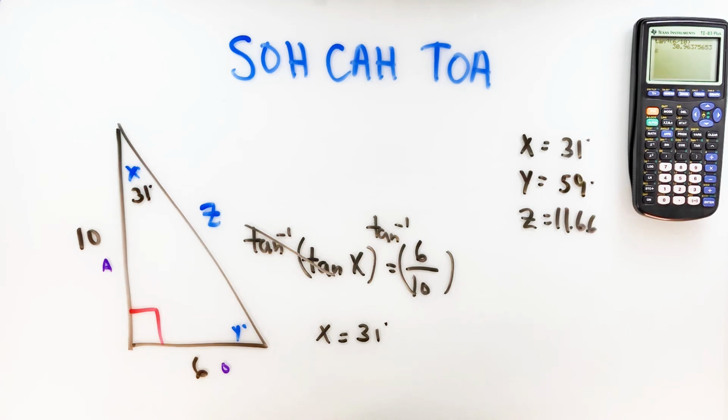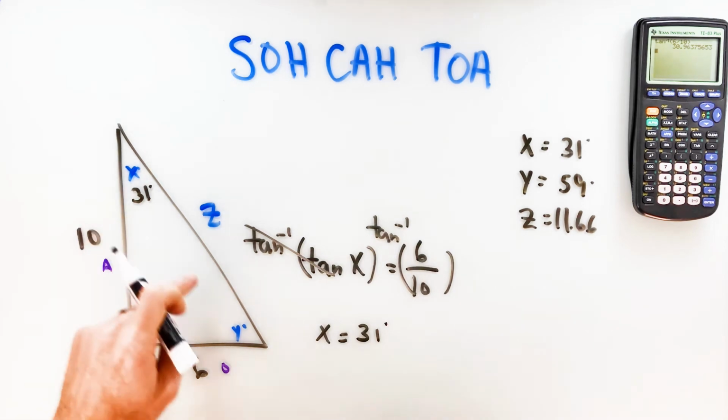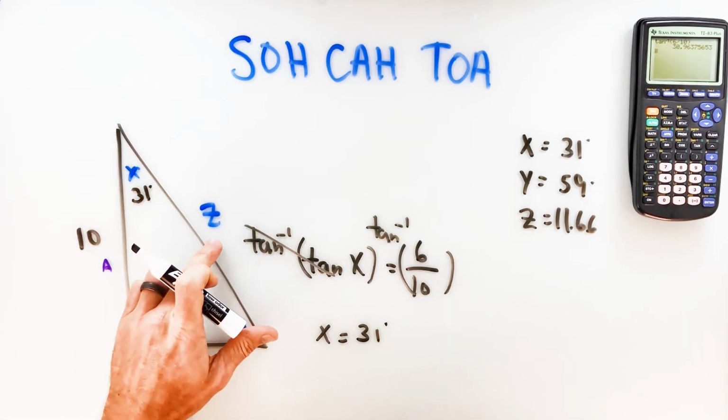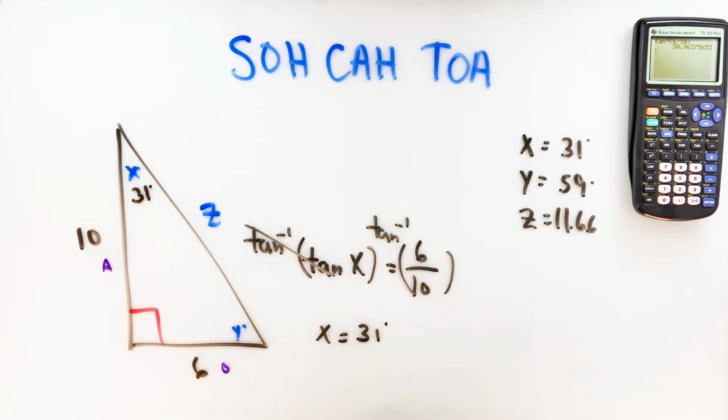Okay, so this right triangle is solved. I've got all three angles, 31, 59, and the 90. Got all three sides, two of which were given. Pythagorean theorem to get the third, which was 11.66. All right, let's do one more.